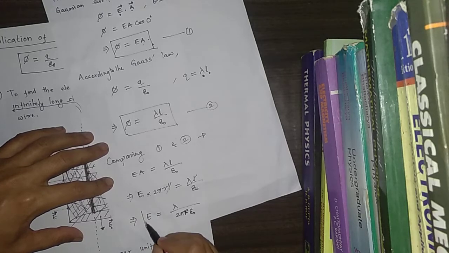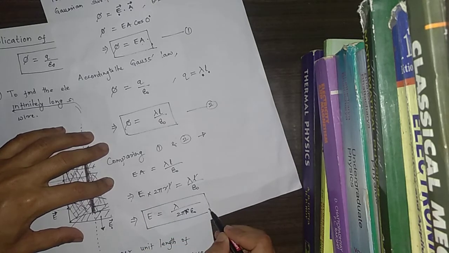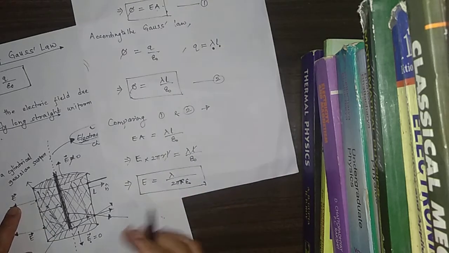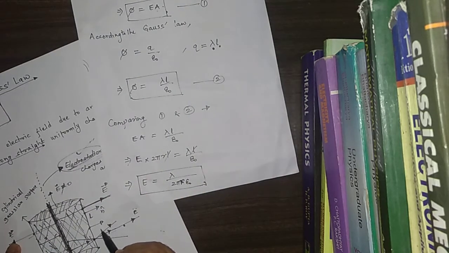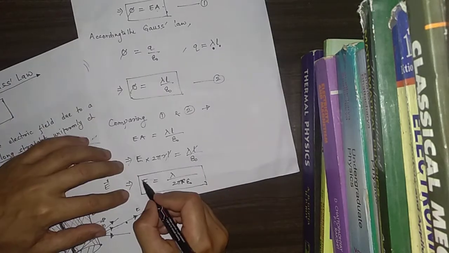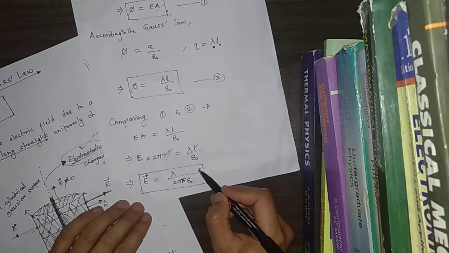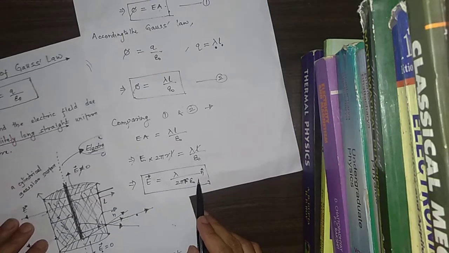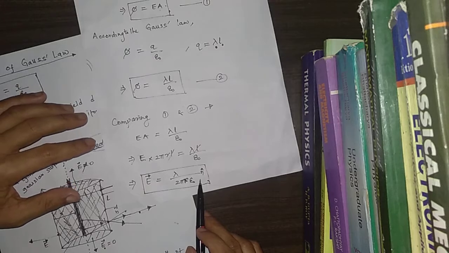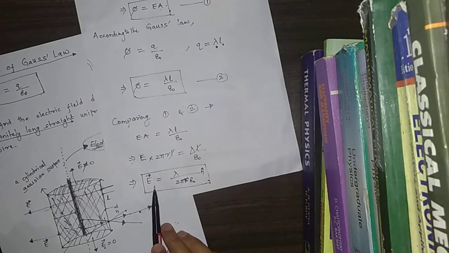epsilon 0. So this is the value of the electric field, and the direction of the electric field is normal to the surface. Electric field is towards the normal to the curved surface. So the direction of the electric field can be given by the normal vector n cap. This is the normal vector which is perpendicular to the curved surface area of the cylinder. So this is the value of the electric field at a distance of r from this infinitely long wire.